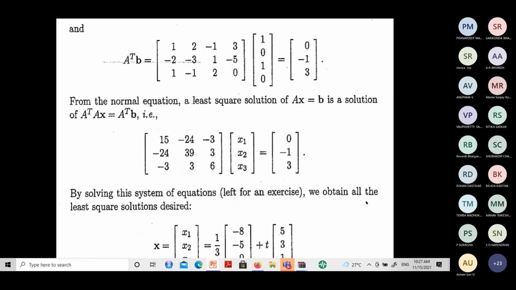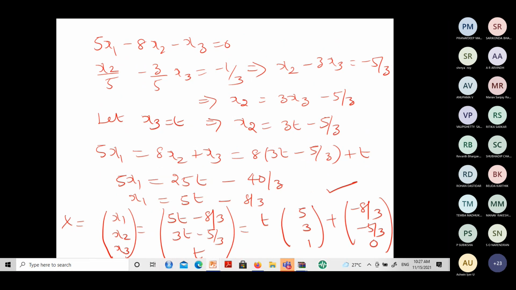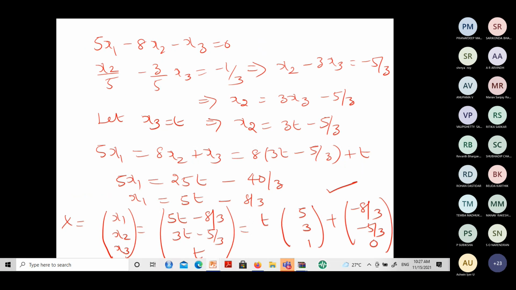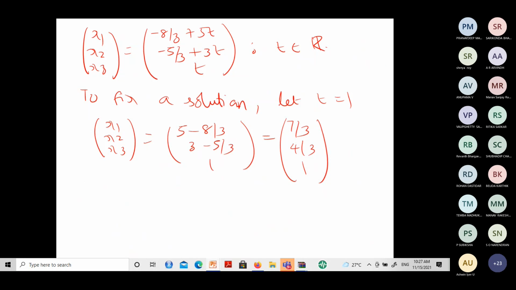Is that right, first of all? Correct. The orthogonal projection is simply A times X. We got one solution, right? Simply that. The orthogonal projection BC is equal to A times X0 if you want.